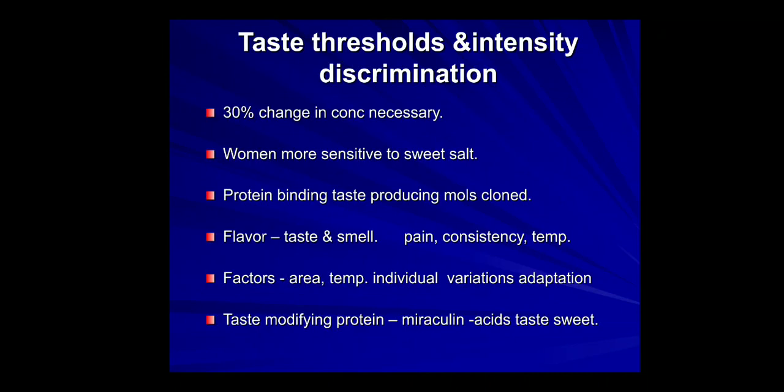Age. After the age of 45 years, the number of taste buds decreases, so there will be decreased sensation of taste. Sex. Women are more sensitive to sweet and salt and less sensitive to sour. So these are all the different factors, and the effect of taste modifying protein. For example, miraculin has been observed, when applied to the tongue, this protein makes the acid tastes sweet. Then the adaptation. Taste sensation adapts rapidly when taste producing substance is kept for a long time in one place in the mouth. So this is one factor affecting the taste sensation. So these are all the things.